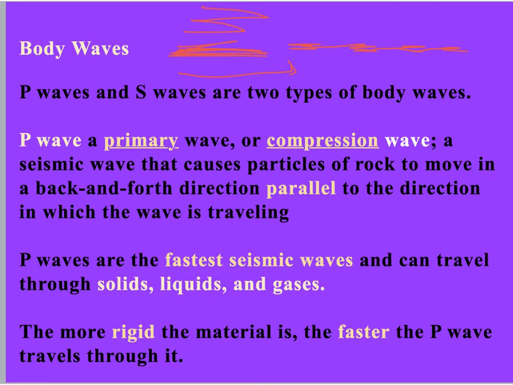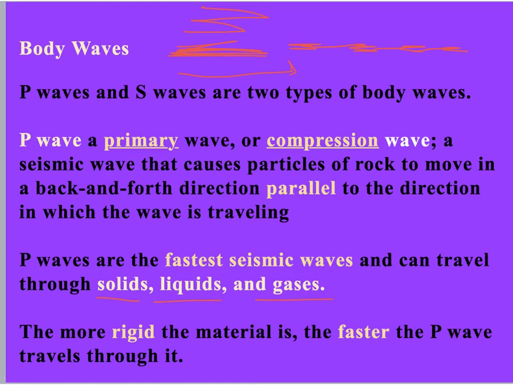P waves travel fastest, okay, and they can travel through almost anything: solids, liquids, gases, right? So primary waves are called primary because they hit us first. We receive that data first, because they travel faster. Think about it like thunder and lightning. When you think about a thunderstorm, you see the lightning before you hear the thunder. So the P wave is that initial signal that an earthquake is happening. It gets to us first.